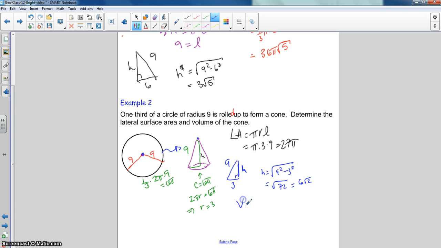So then this allows me to determine the volume to be 1/3 pi r squared h, and 1/3 pi, radius is 3 squared, height is 6 square root 2. Okay, and so after simplification, I got 18 pi square root 2 as the volume for this particular cone. And in the next video we'll do one more example involving the frustum of a cone.